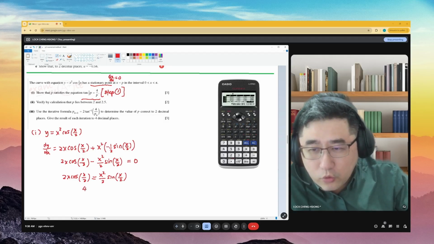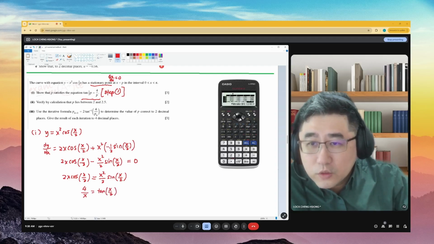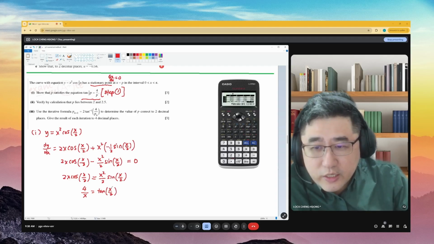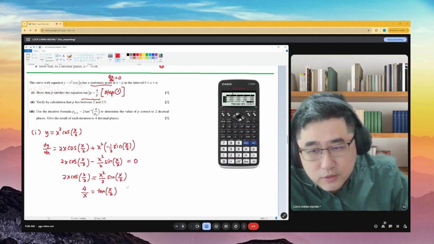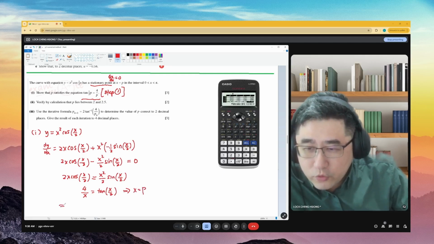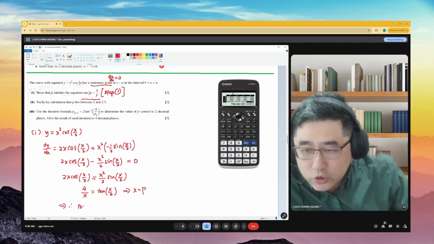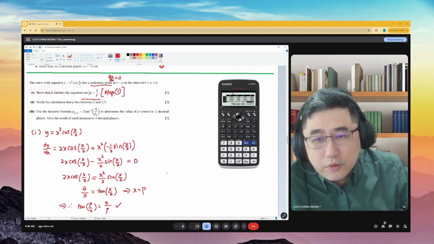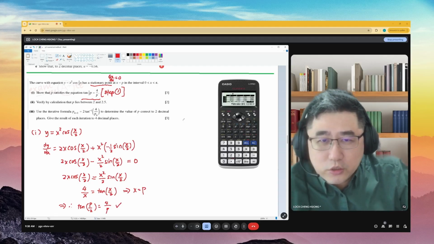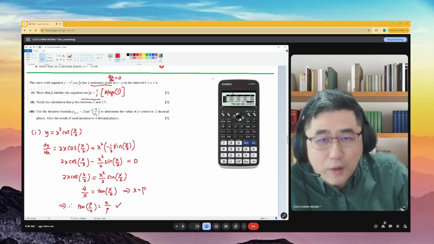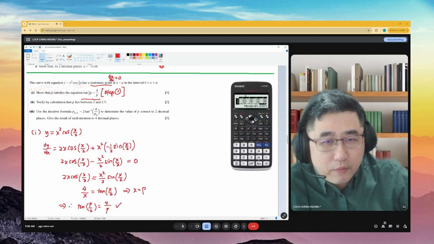Therefore, I have 4 over x equals tangent of x over 2. According to the question, under these circumstances, when this happens, x equals p. Therefore, we know that tangent of p over 2 equals 4 over p. That will be your equation. As you can see, this question is asking about step 1.